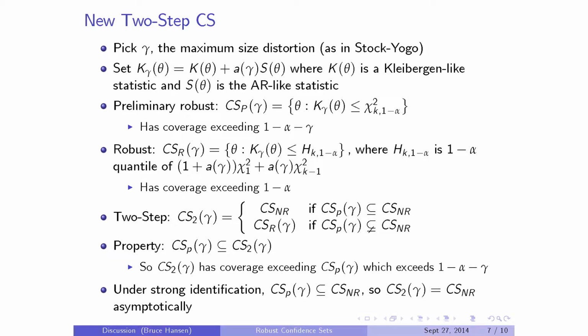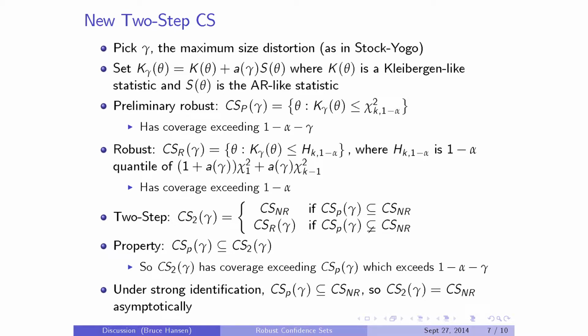So the two-step confidence interval says: use the not robust one, the old-fashioned one. If this preliminary set is a subset of the not robust, use the robust one. If conversely, why is this going to be a good idea? Well, it turns out to be, just by algebra, that the preliminary confidence interval is, strictly speaking, a subset of the two-step, and therefore the two-step must have coverage exceeding that. Therefore, you get this bounded size distortion.